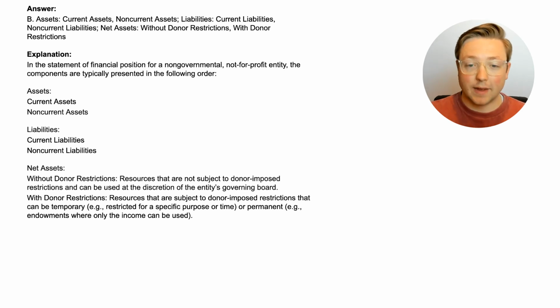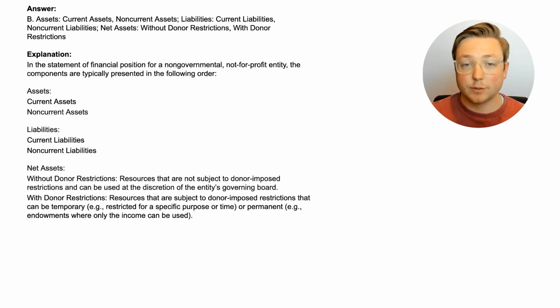It's typically in the order of assets, liabilities, and net assets. And then in each of those, the assets has current and non-current assets, liabilities has current and non-current liabilities, and then net assets, we just learned about this, has without donor and with donor restrictions. So again, pretty easy, pretty straightforward question because the whole point of this video was to give you a quick intro into the topic that we're about to dive into in the next videos, which is non-governmental, not-for-profit entities and their financial statements and how to calculate and prepare those.